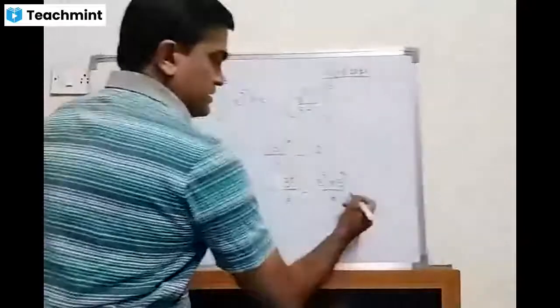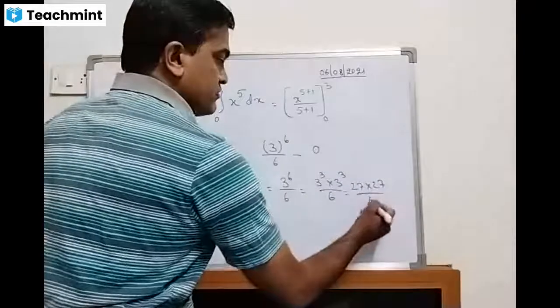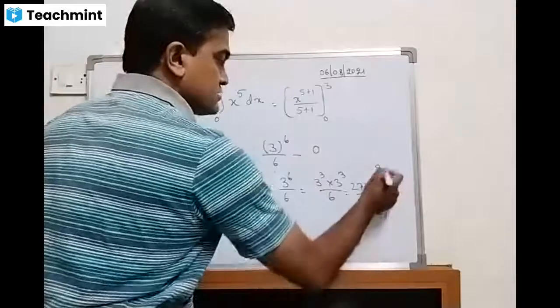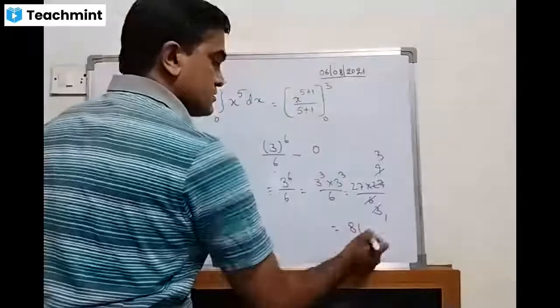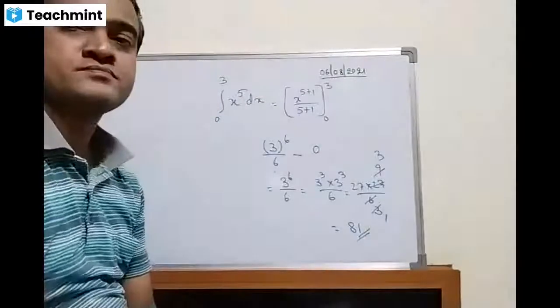Let me write it like this: 27 into 27 divided by 6. 3 2s are 6, 3 9s are 27, 3 1s, 3 3s. 27 into 3 is 81. So 81 is the answer.